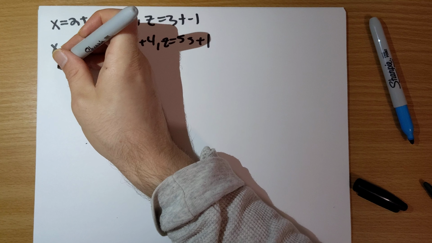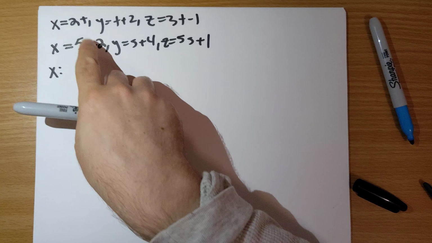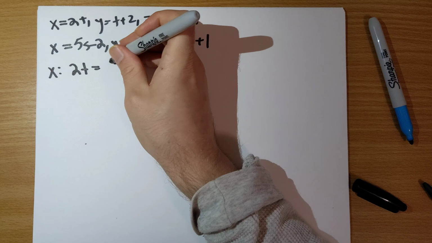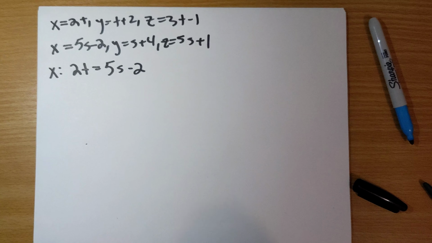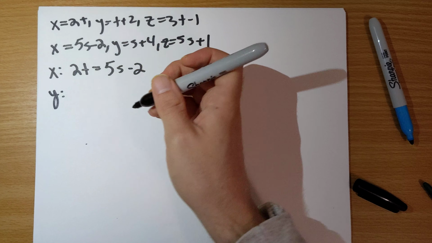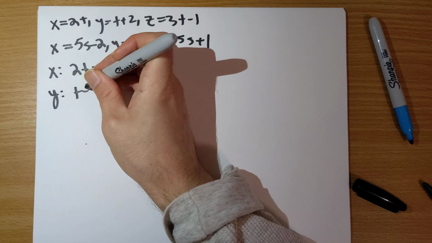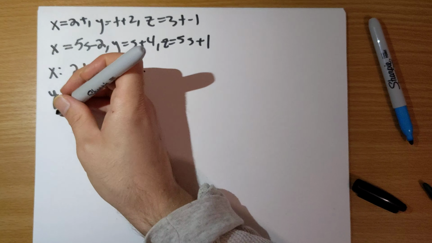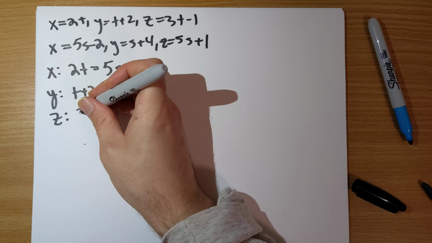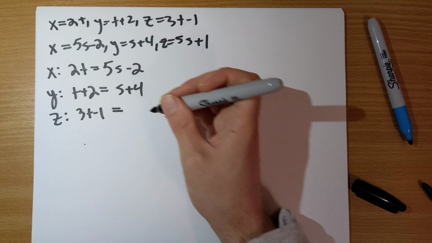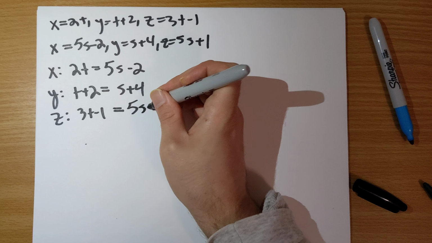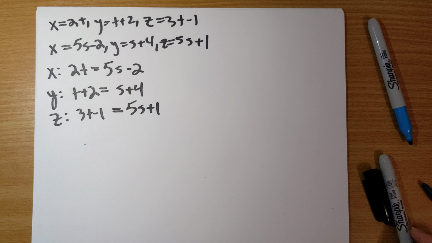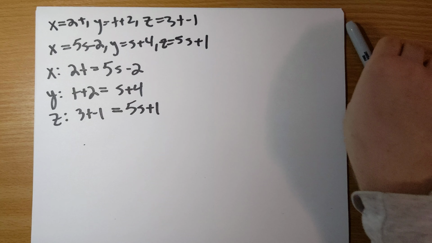Okay, we have three equations. X is 2t in the first parameterization, but is 5s minus 2 in the second equation. Y is t plus 2 in the first equation. It's s plus 4 in the second equation. Z is 3t minus 1 in the first parameterization, is 5s plus 1 in the second parameterization. And so now we have to solve the system of equations.